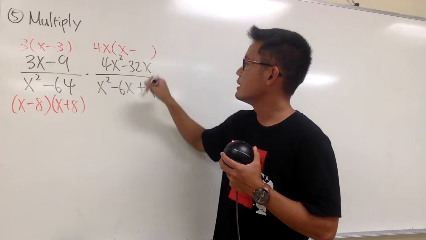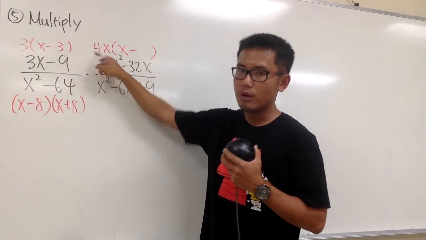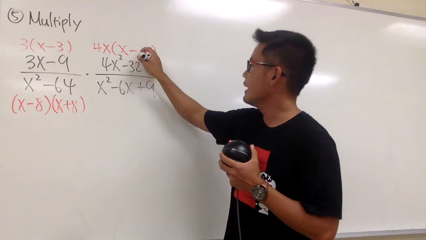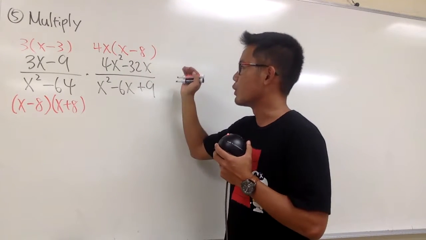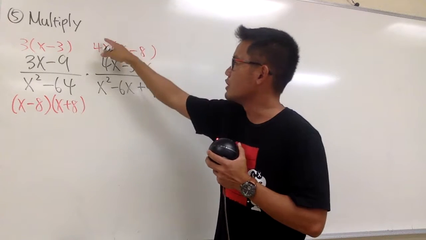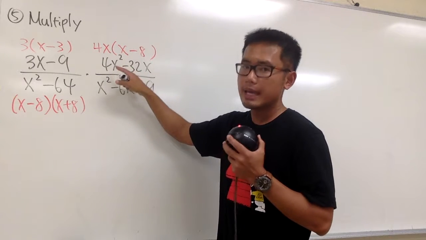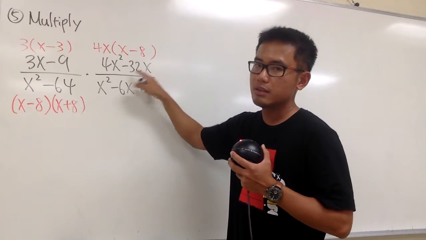Bring down the minus. Originally, this was 32, but we factored out a 4. Just think about this as 32 divided by 4. We will have 8. And this x was factored here already, so this is what we have: 4x times x minus 8. Once again, to double check, 4x times x, we do have the 4x squared, and then 4x times negative 8, we will have the negative 32x.